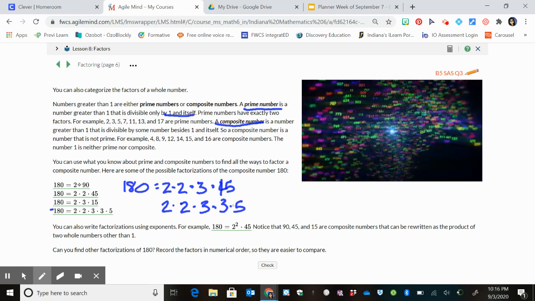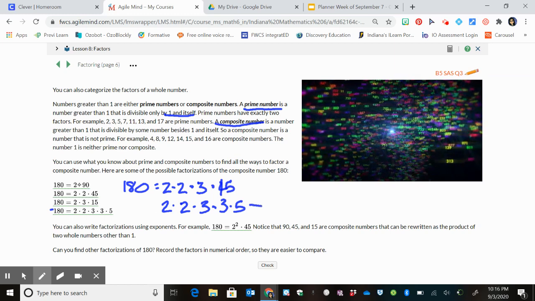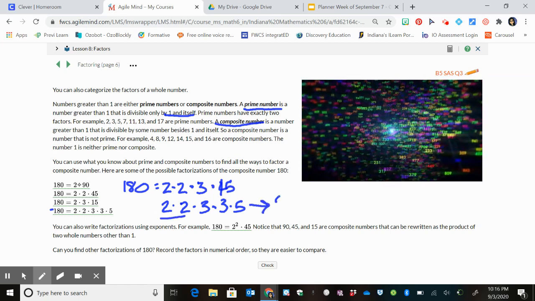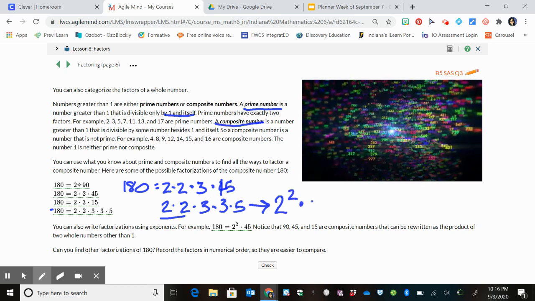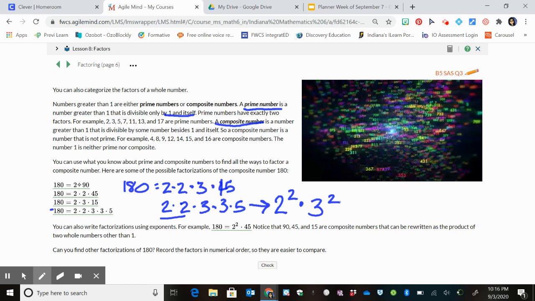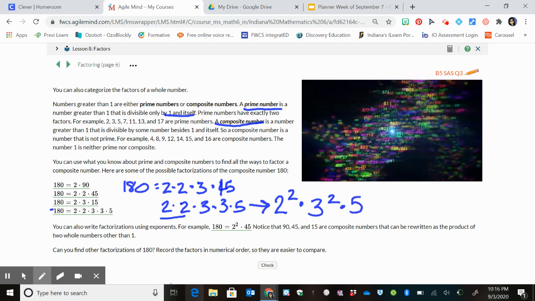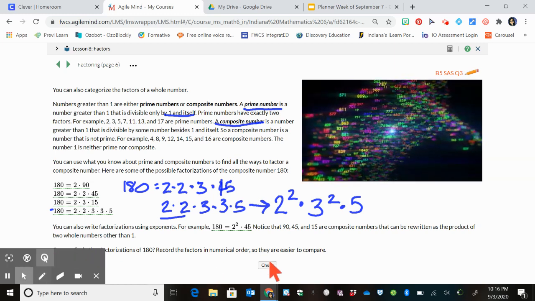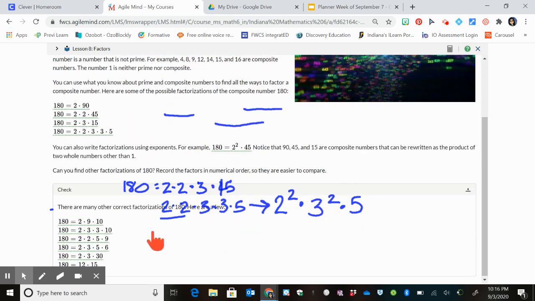So I have all prime numbers. I cannot break it down anymore. So I'm going to turn it into exponents now. I have 2 2's, which means 2 to the power of 2 times 3 to the power of 2 times 5. Here are some other ways you could have broken it down.